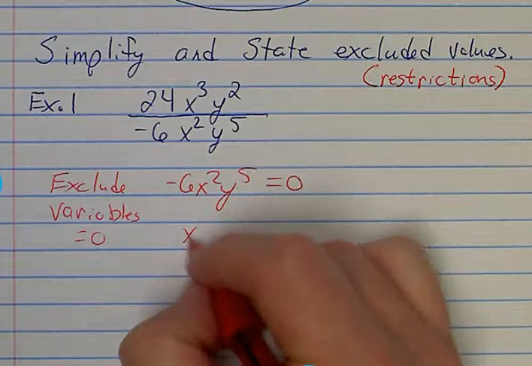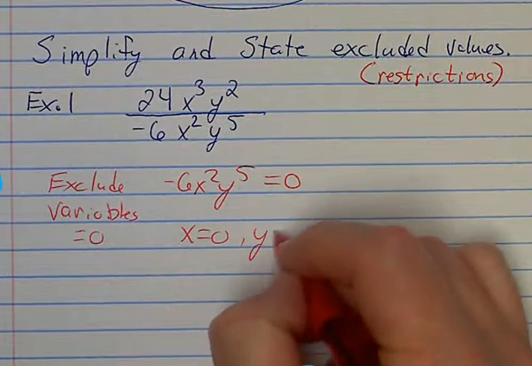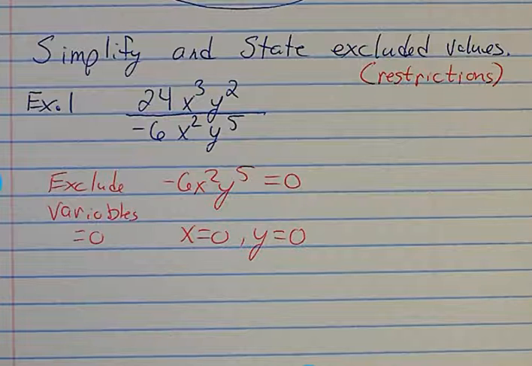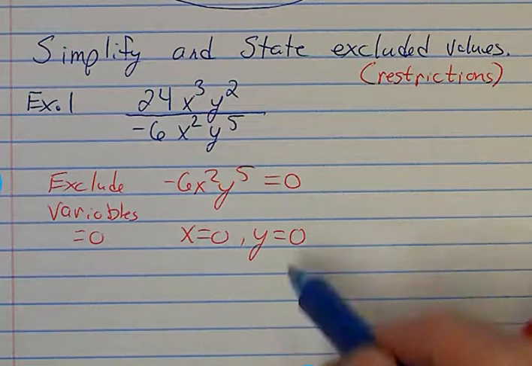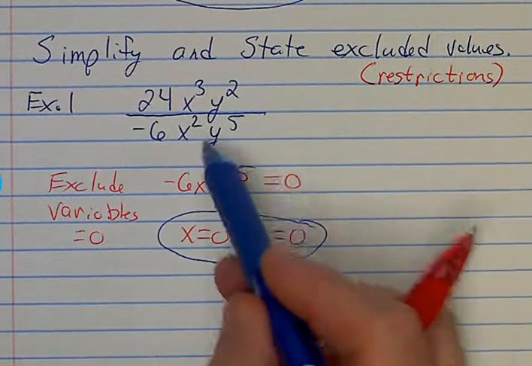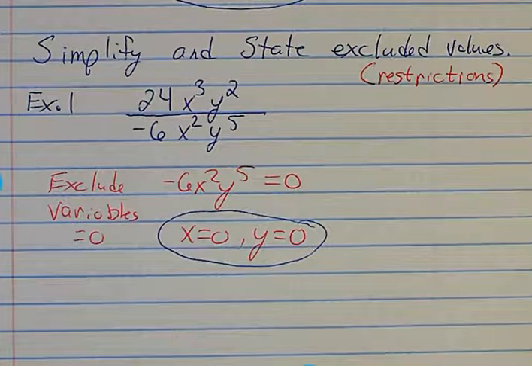So just take x equal to 0 and then take y equal to 0. That's it. So if they ask you to exclude something like this, whatever you have in the denominator at the beginning, you just exclude those letters equal to 0, those variables. So this one's even easier than the other one we did before when we had the excluded values part.